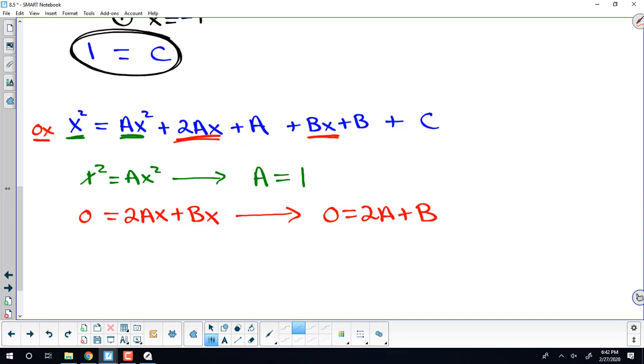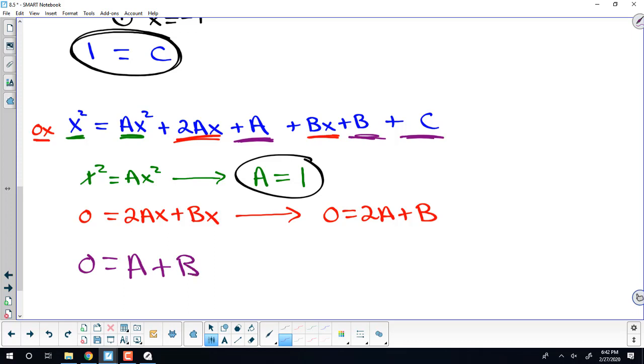So we already have c and we already have a. All we need is b, and we can solve b from this equation by itself, because we have a. But we're going to go ahead and finish. We have our constants a and c also equaling 0. So we'll write that here: a plus b plus c has to equal 0.